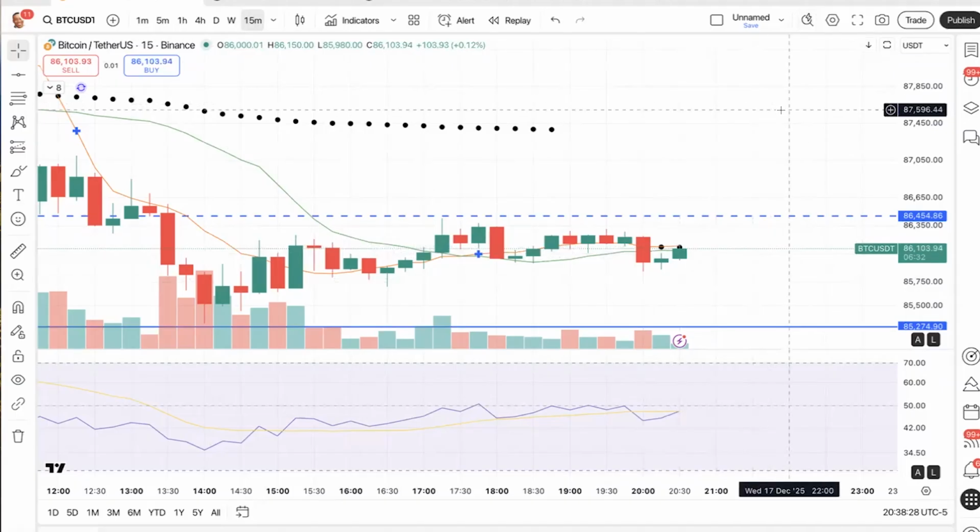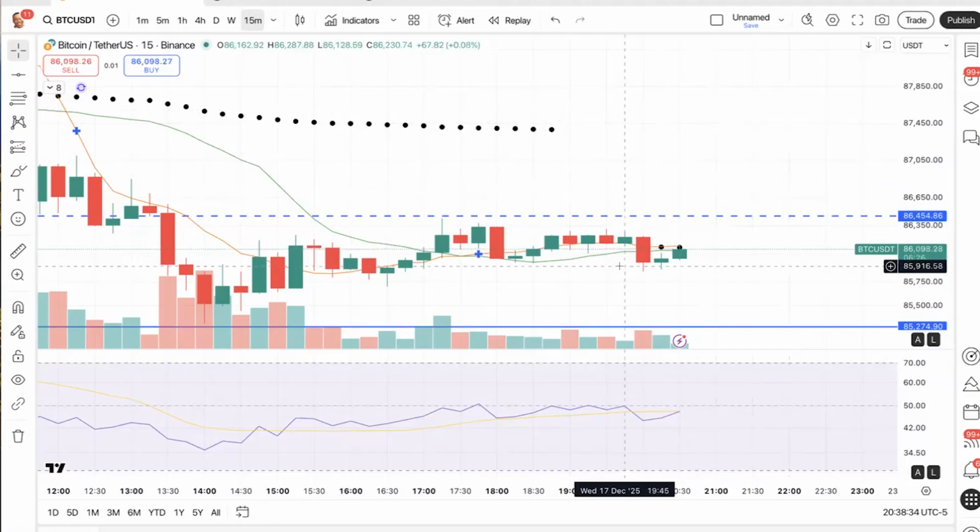Don't guess and be like, yeah, I think it's gonna break out. Just wait for it to break out with increasing volume. Then you go long. Then you make 500,000 and get out. You see what I'm saying?